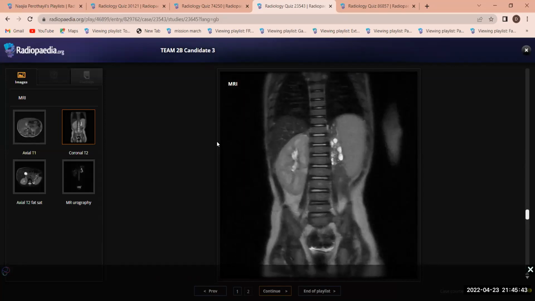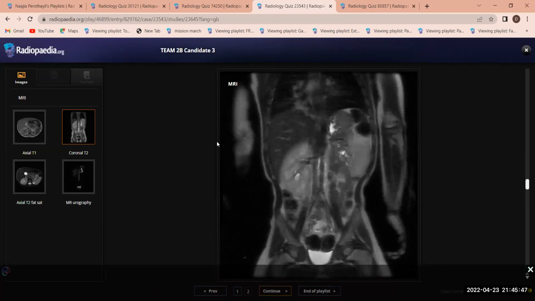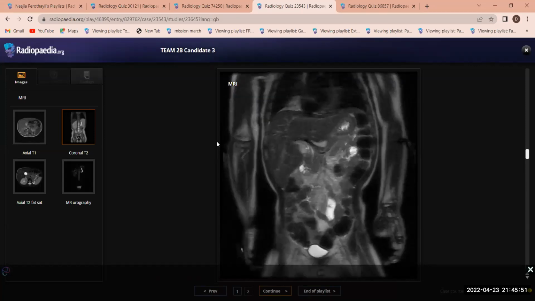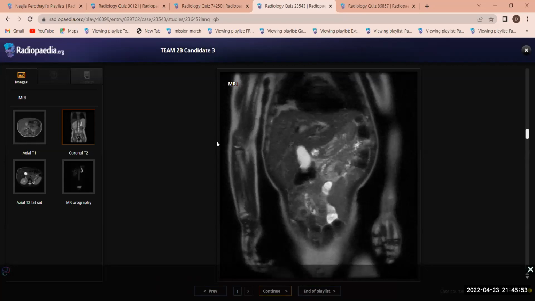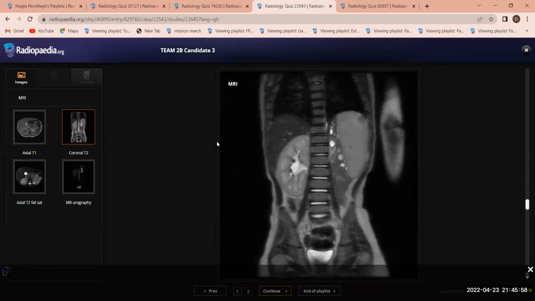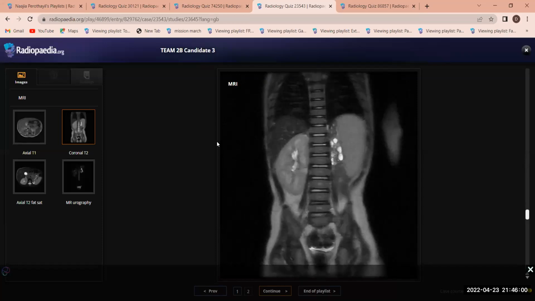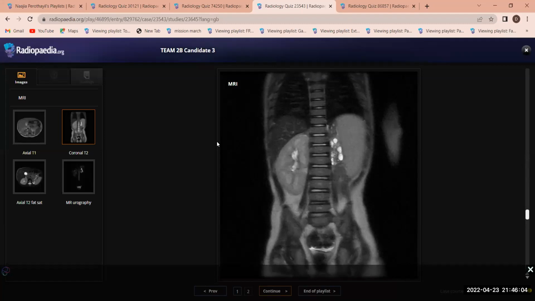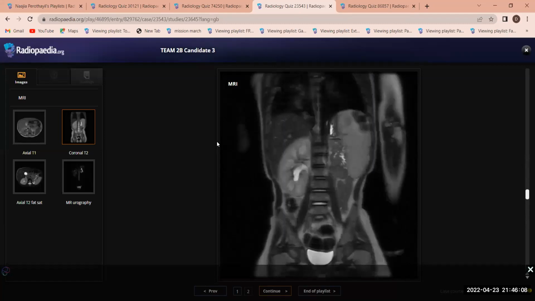Spleen appears slightly enlarged in size. I would like to measure the size and document it. Otherwise, there is no abnormal dilatation of bowel loops. Urinary bladder looks okay. There is no hydronephrosis on the right side. So, which other sequence would you like to see? In this, maybe T2 axial. Yeah, you can have a look.